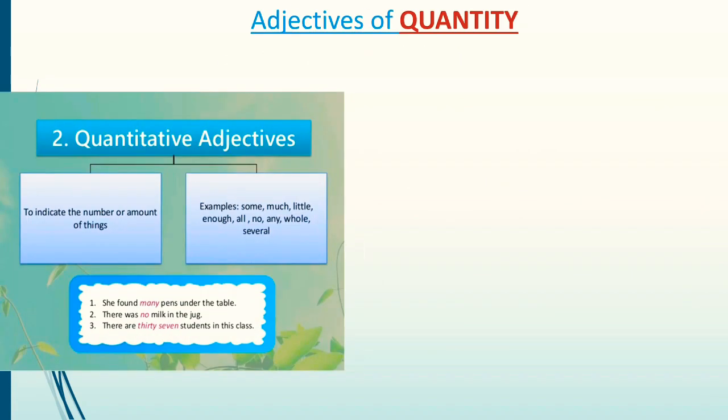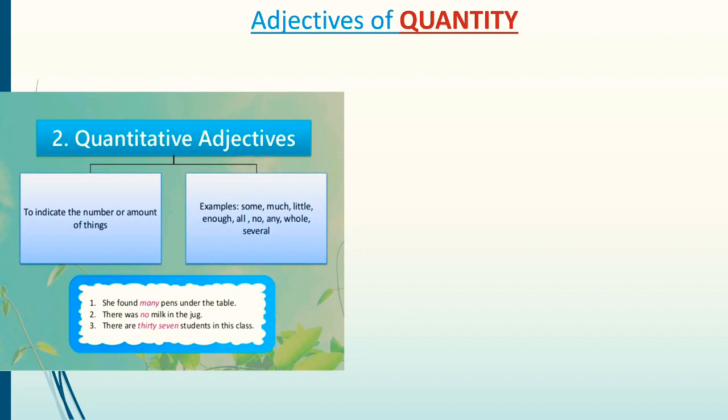Adjectives of quantity. Quantitative adjectives are used to indicate the number or amount of things. Examples: some, much, little, enough, all, no, any, whole, several.